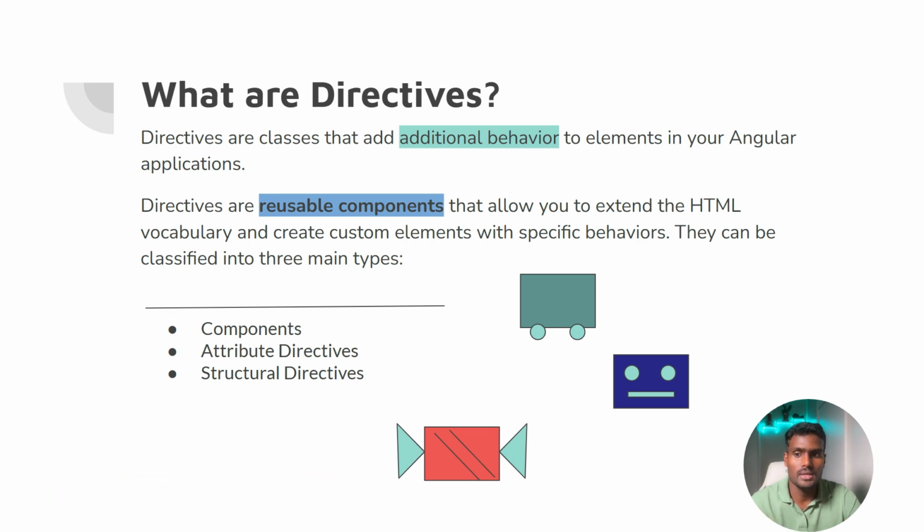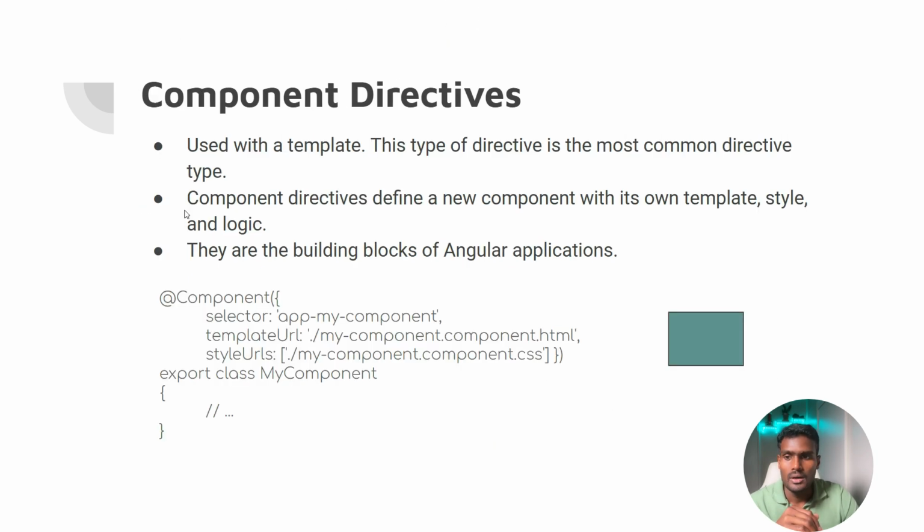So that makes a directive a reusable component throughout your application wherever you want. These are custom elements with specified behaviors. As long as you want, you can just add the directive name, and if there is any parameter, you can pass it to the directive and make it work. And there are three types of directives we have in Angular: the component directive, the attribute directive, and the structural directive. Let's talk about them in brief.